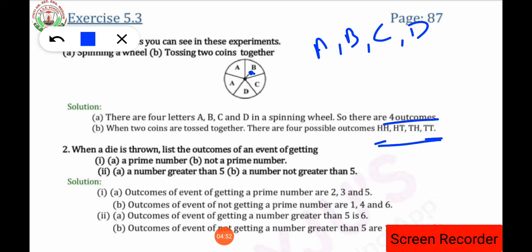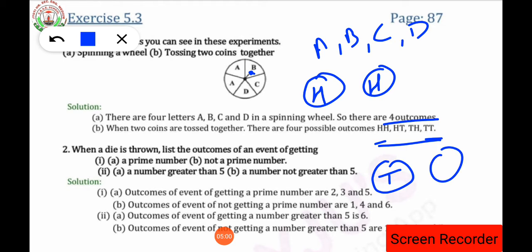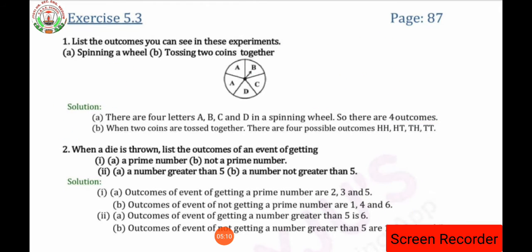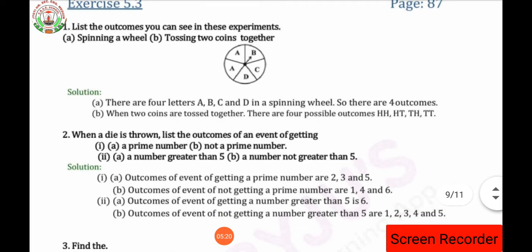Might be both coins have head, or both coins have tail, or the first coin has head and the second is tail, or vice versa, that is the first coin has tail and the second coin has head. So it depends on the tossing of the coin. So the outcomes, the result, will be four conditions. Clear, the first solution? So let's see the second solution.